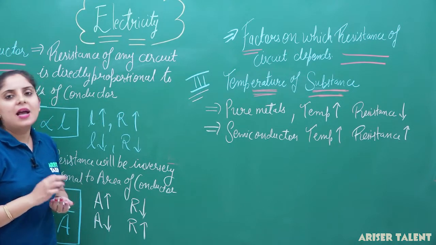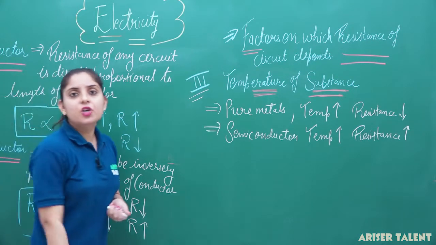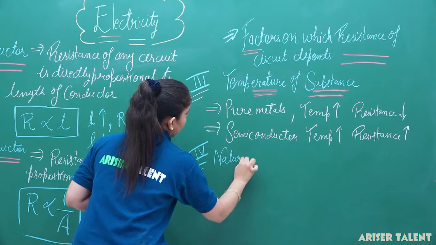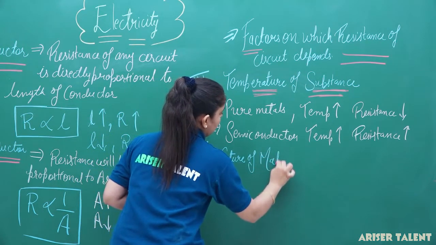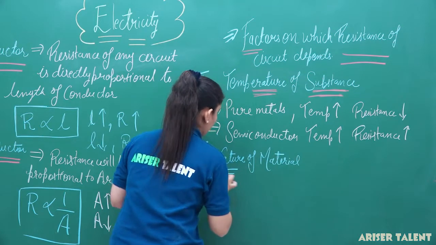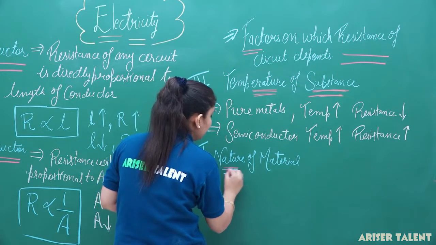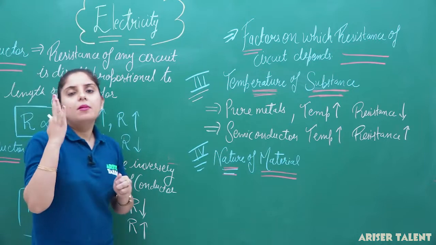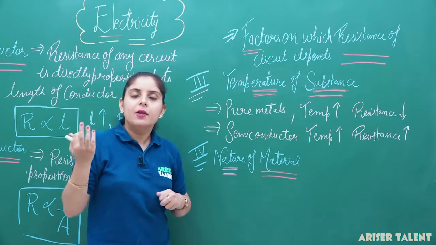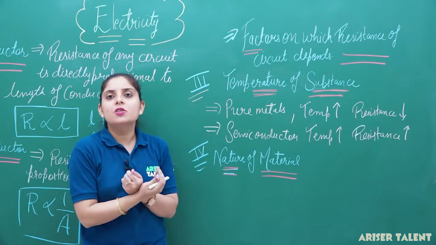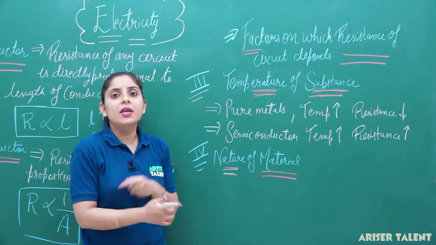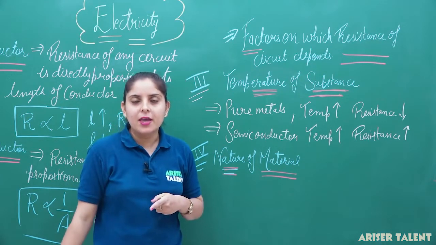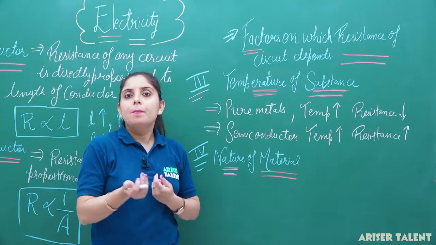Now let's move to the last factor we have, that is about the nature of material. Now, how will the nature of material decide the resistance of any conductor? Suppose I am using copper, magnesium and some of the metals we have like gold, etc. So the resistance in case of these metals will be very low. But if I am using nichrome, constantan, carbon, these are actually the semiconductors or the alloys we have. So in this case the value of resistance is a bit high.